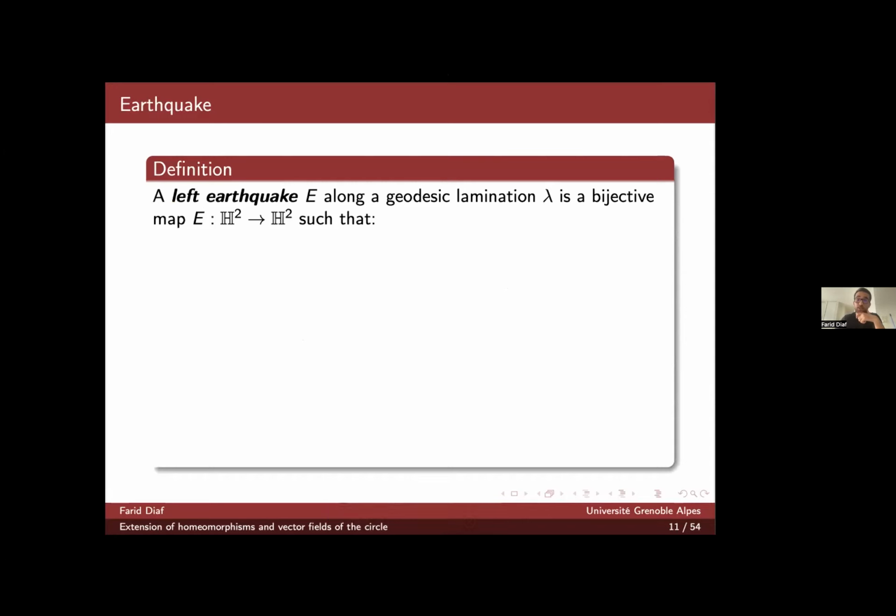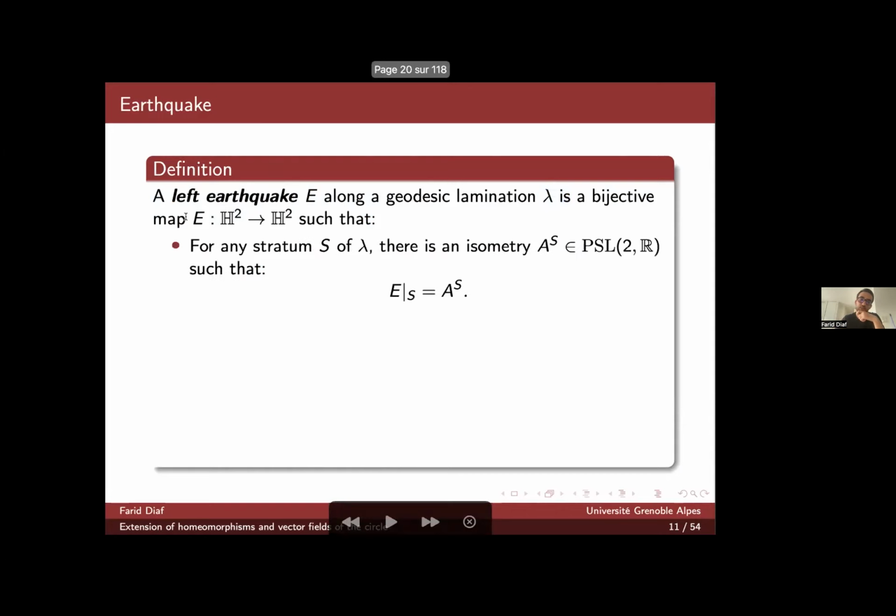Now, what is an earthquake? A left earthquake along a geodesic lamination lambda is first of all a bijective map from the hyperbolic plane to itself, such that, and this is the property that I want you to keep in mind, because the second one is quite technical, for any stratum S of lambda, remember that a stratum is either a geodesic or a connected component of the complement of the lamination, there is an isometry A_S which depends on S, such that the restriction of E to S is A_S.